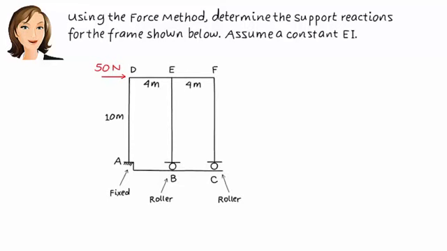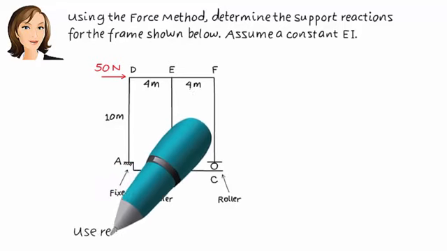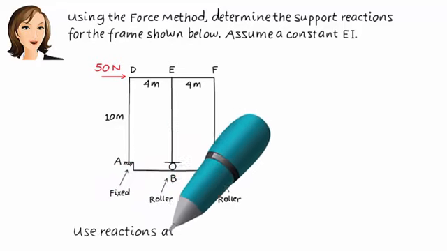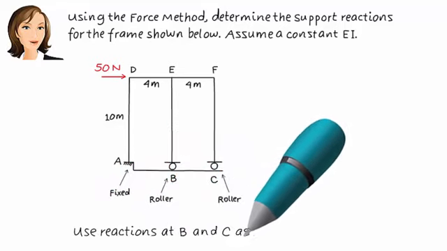Here we have a statically indeterminate frame subjected to a concentrated load. We wish to analyze it using the force method. The frame has a degree of indeterminacy of 2, so we need to pick 2 of the reactions as redundant forces. Let's make the support reactions at B and C redundant.